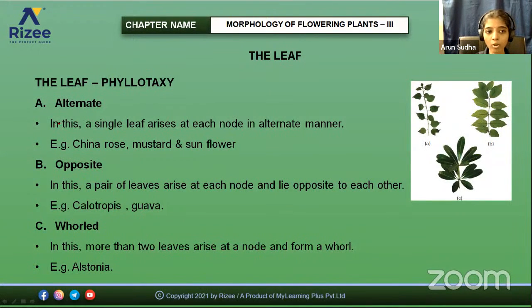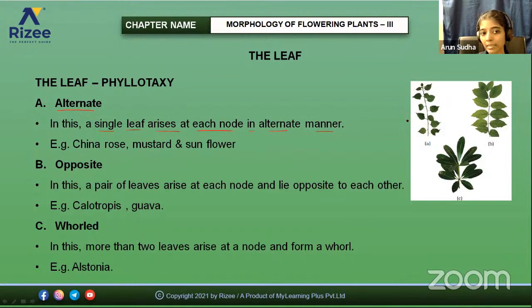So if you take the alternate, how the leaves are arranged here. A single leaf arises at each node in an alternate manner. So for example, this is one node and here one leaf arises. And above it, this is one node, here one leaf arises. And this is one node and from here a leaf.